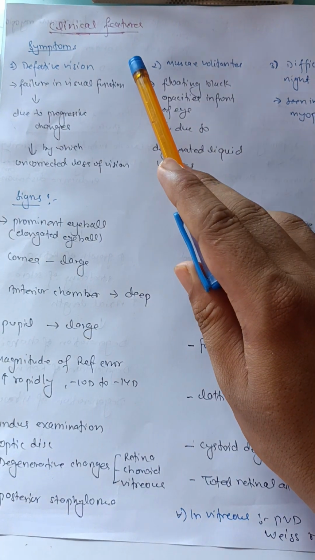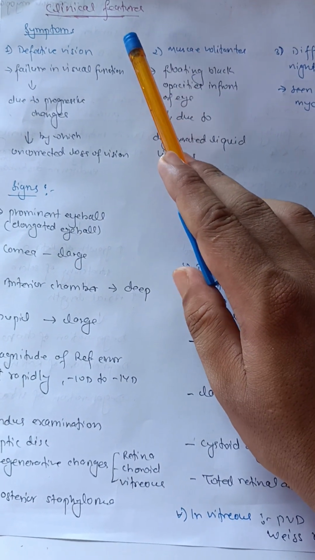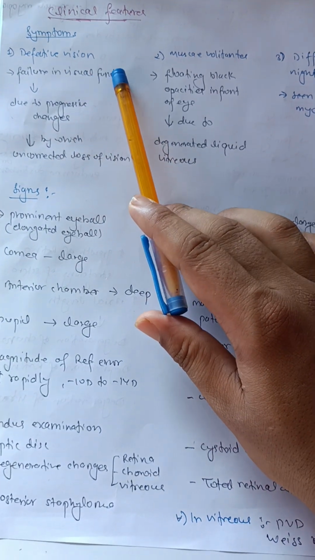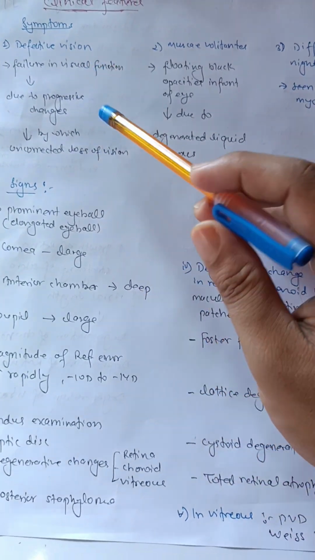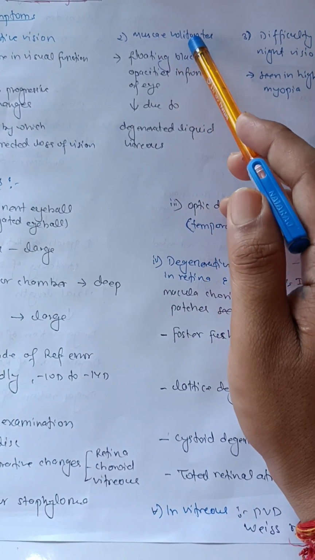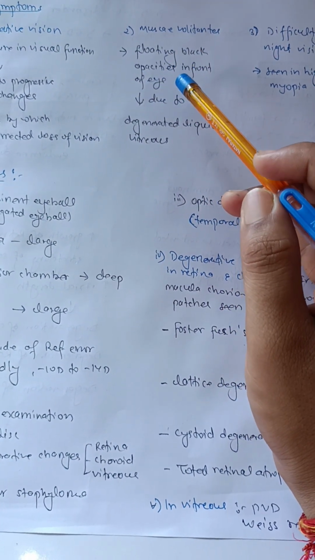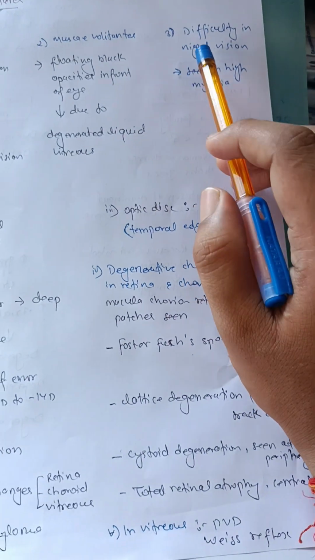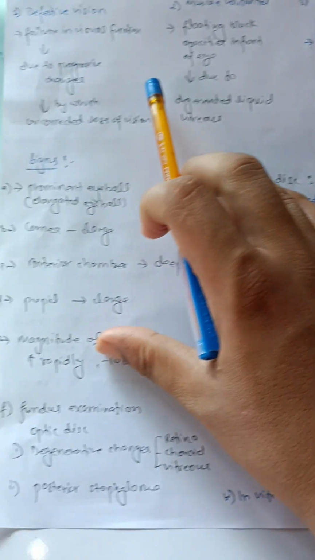So talking about clinical features of pathological myopia, in symptoms there is defective vision, failure in visual function due to degenerative process, by which there is uncorrected loss of vision, and there are muscae volitantes due to floating black opacities in front of the eye, due to degenerated vitreous, and there is difficulty in night vision, generally seen in high myopia.